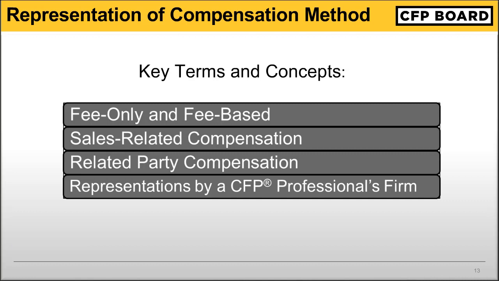Finally, the representations by a firm. This basically says that you control the firm. When the firm is speaking using these terms, the firm needs to do it in accordance with our standards. And if you don't control the firm and the firm is speaking inaccurately in accordance with our standards, then the CFP professional has to correct any misrepresentation that's made by accurately representing their compensation method to the client.